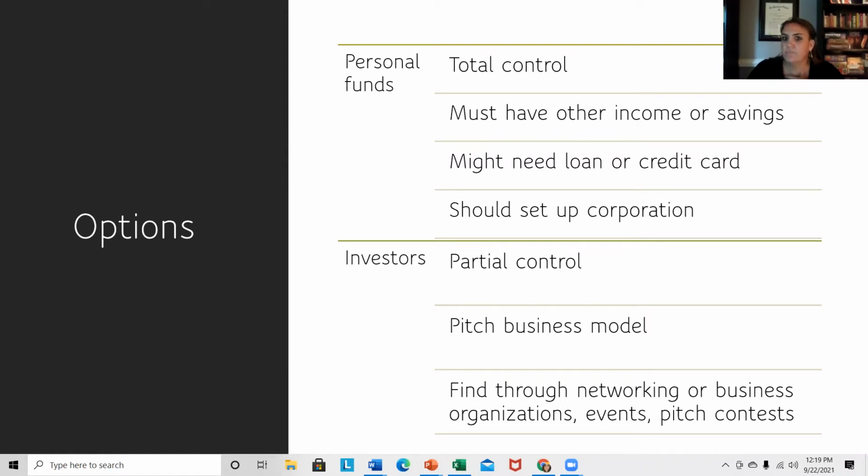And it's relatively easy to set this up. You could do it online. I think the fee's like $100. You could have your certificate by the end of the day. It really is that simple to set up.